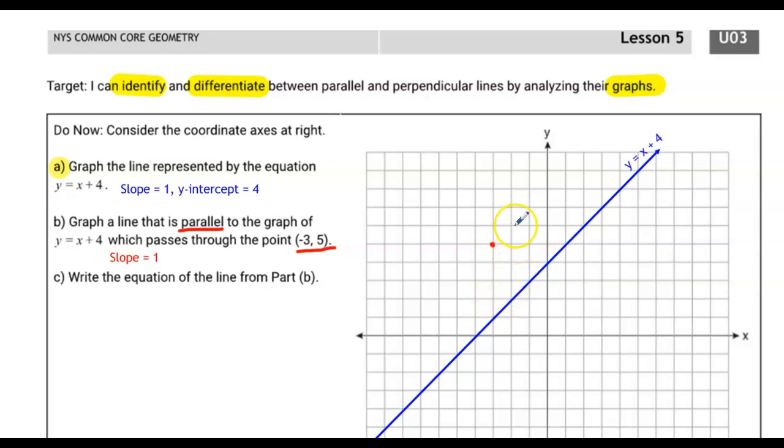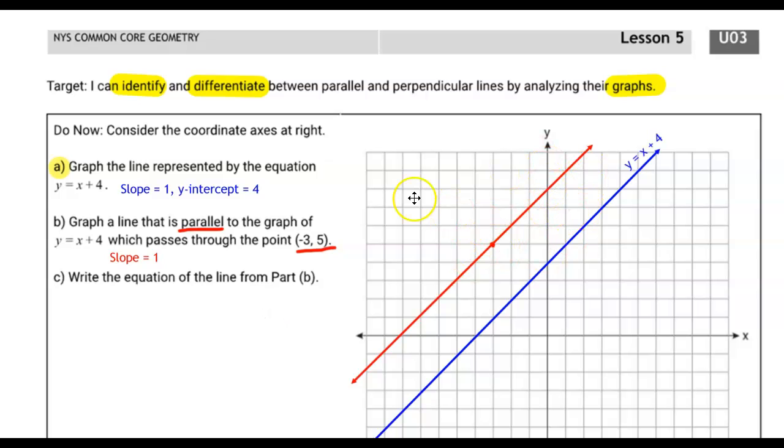If it's parallel, that means it has to run alongside this y equals x plus 4 without ever intersecting it, at the same slope. So what I'm going to do is start here at that point, and I know the slope is 1, which means 1 over 1, which means I go up 1 and over 1 every time I need to go to the next point, which looks sort of like this. And I'm going to extend it backwards in the other direction, just to show that it continuously runs alongside that other equation without ever intersecting it.